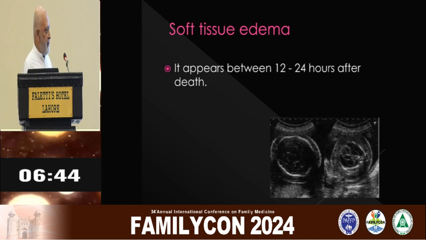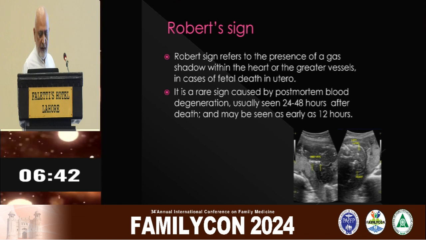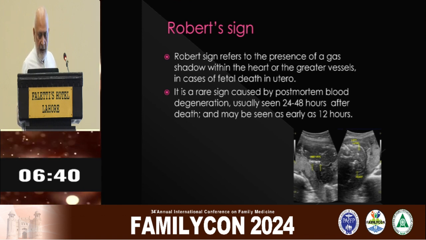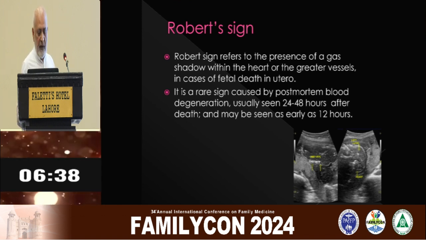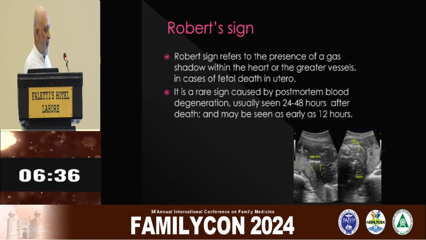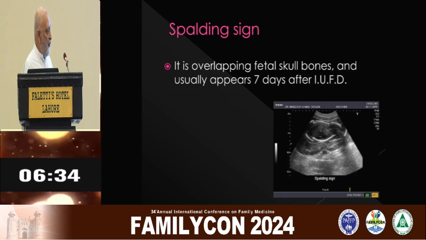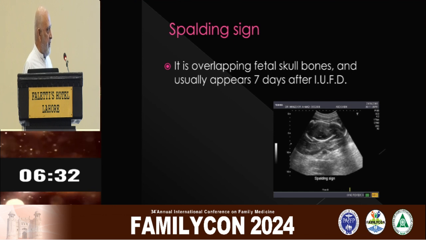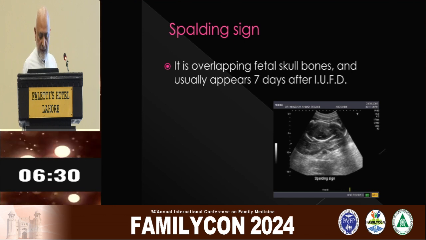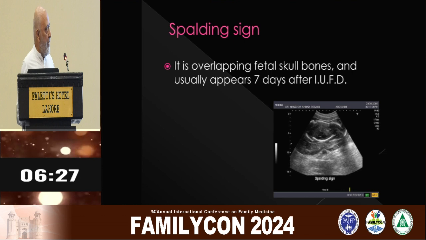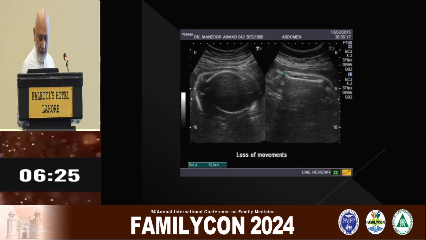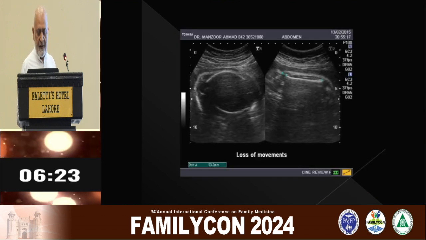The Robert sign, which is the visualization of gas within the fetal vessels, appears 24 to 48 hours after the death. The Spalding sign is the overlapping of the scalp bones that appears 7 hours after the fetal death. And you can see here the Spalding sign, the overlapping of the scalp bones.